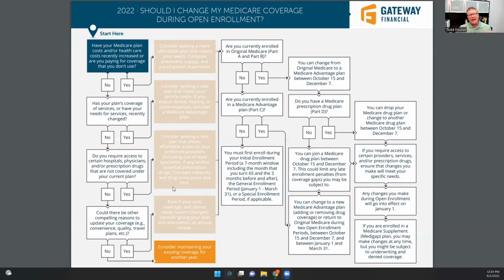So, essential prescription drugs and specialists, and compare network and drug formularies and tiers. Again, that's why having somebody who is efficient and really understands this is really important to have on your side. And again, could there be other compelling reasons to update your coverage? It can be convenience, it could be quality, it could be travel plans.